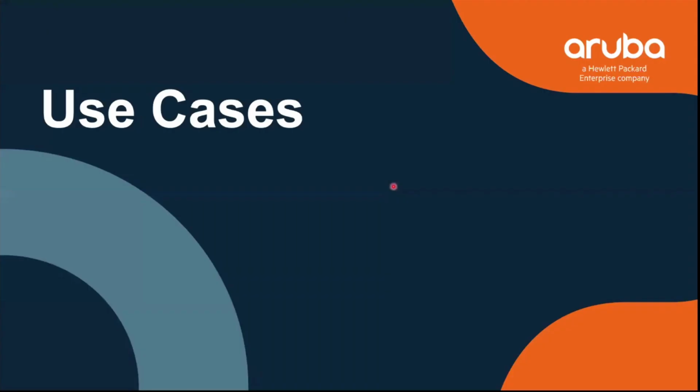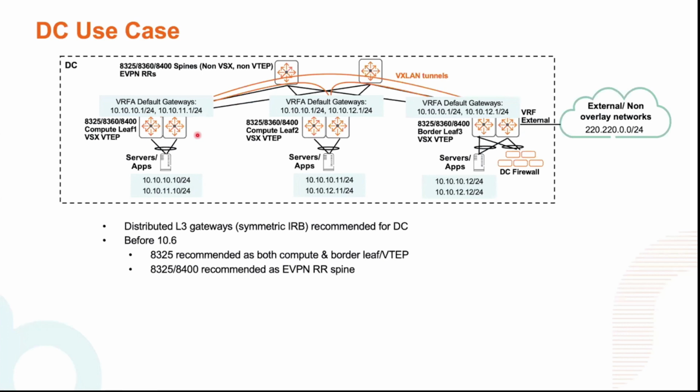Use cases. In the data center, as you can see here, typically we deploy a leaf and spine physical topology. Leaves are in the rack that connects to your servers, the compute nodes, and they're typically VSX. We typically recommend distributed layer 3 gateways with symmetric IRB in the data center. Before 10.6, we had to use the 8325 as both compute and border leaf VTEPs. These are the border leaves connecting out of the overlay network to the non-overlay network. Not much choice, 8325 only in the past. And in the spine, we could only use the 8325, or the 8400 if you needed higher port density, because the 8325 had 32 ports max as the EVPN route reflector spine in the past.